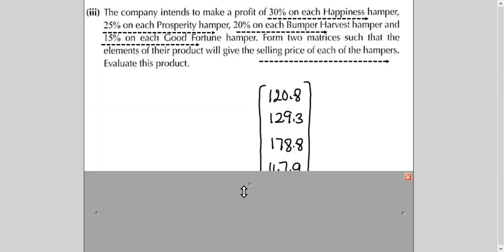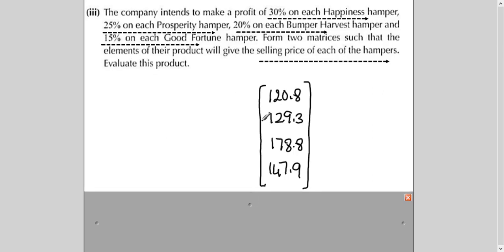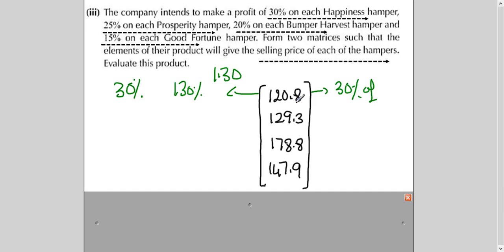Now you need to understand one thing: if these are the actual prices and the company, for example, wants 30% profit on happiness, then if you are good at percentages, you will understand that the company needs to sell it at 130%. 130% means 1.30. The other way, children, remember that you can take 30% of this, and whatever answer comes, add it to it. So straight away do 1.30 multiplied by this. It will give you the new selling price, which will include the profit.